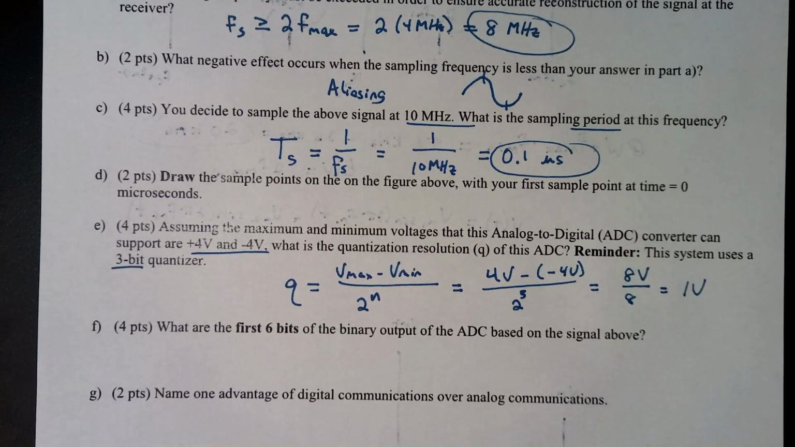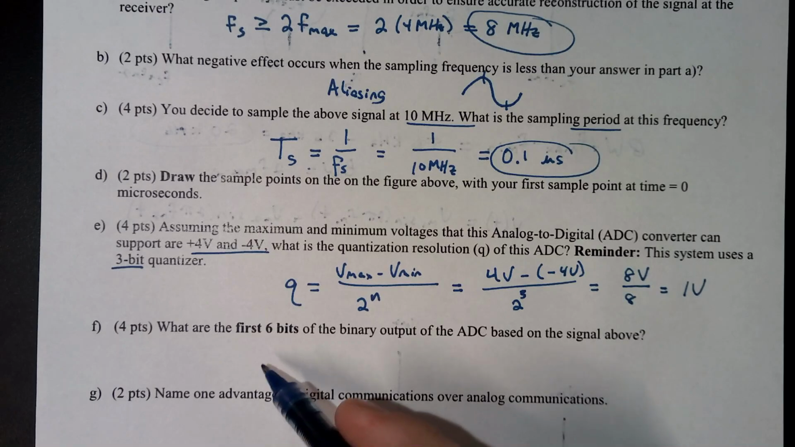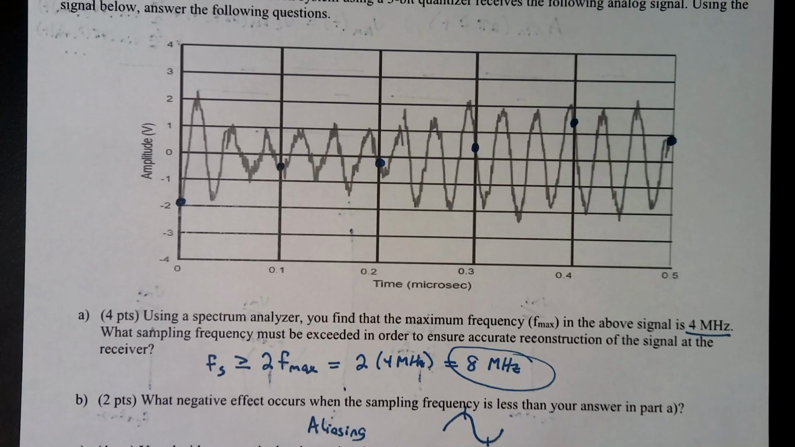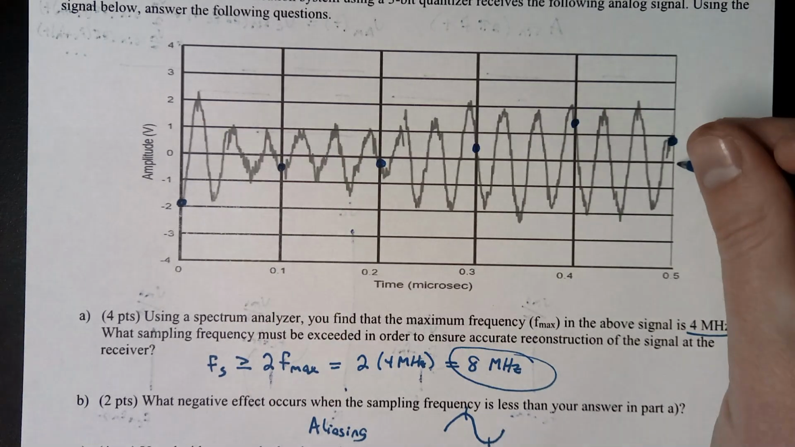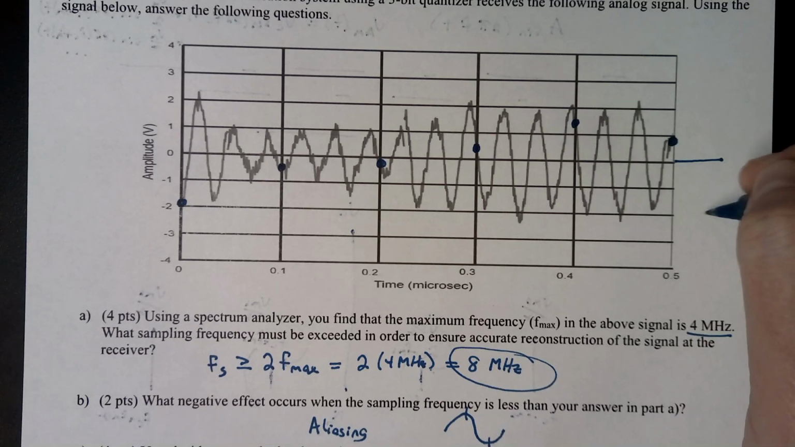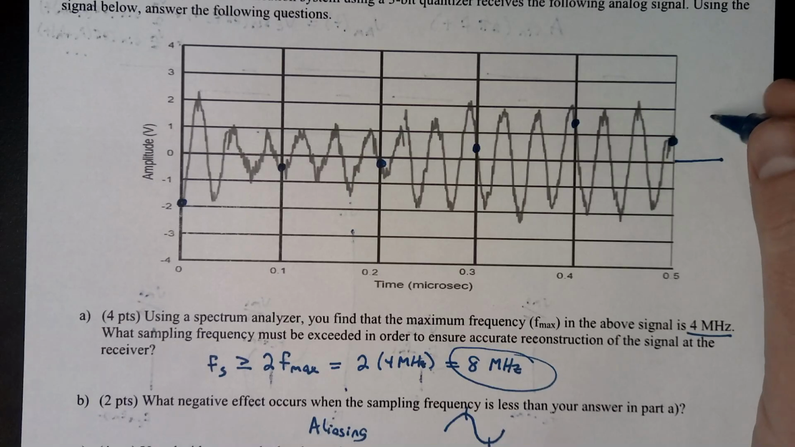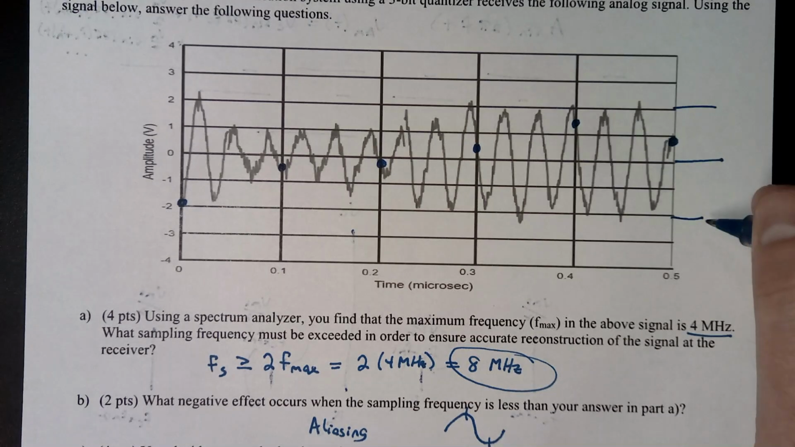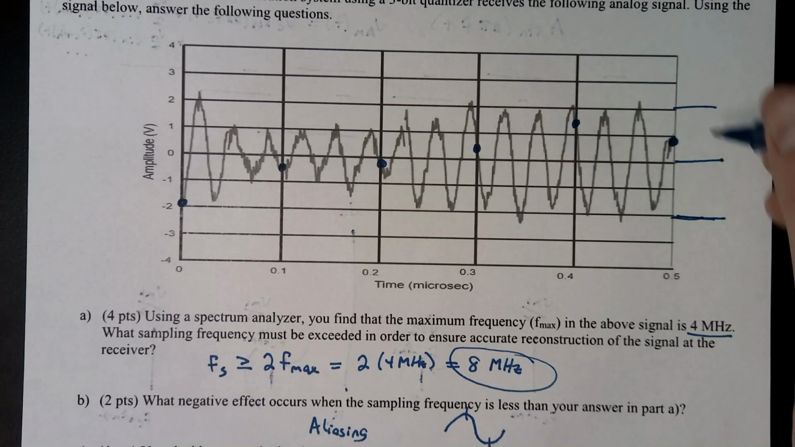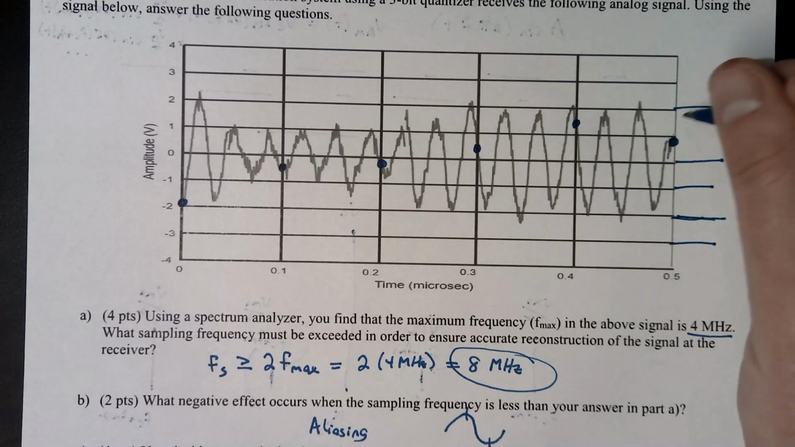Part F, what are the first 6 bits of the binary output of the ADC based on the signal above? This is just making it a little easier for us. We have a 3-bit quantizer, so we need to go back to our graph here, and we're going to divide the graph in half, and that gives us a 1-bit quantizer. We'd have either 0 here or 1 up here. Then we need to divide it again a second time. That gives us a 2-bit quantizer, which is like 0, 1, 2, 3 in binary. So we need to divide it up one more time.